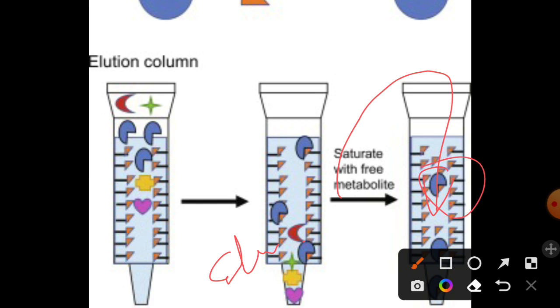As a result, the protein of interest will lose the competition and it will be removed, and its place will be taken up by the enzyme. That's how easy our affinity chromatographic technique is. So in case of nickel nitrilotriacetic acid, I have mentioned we are using the same thing.